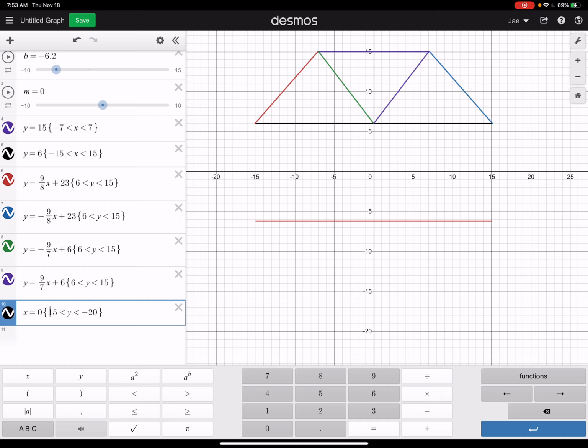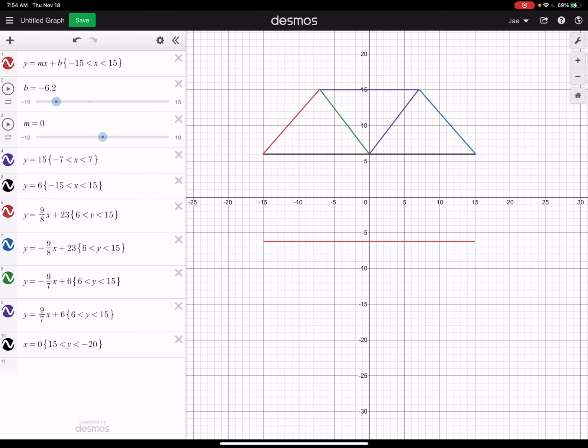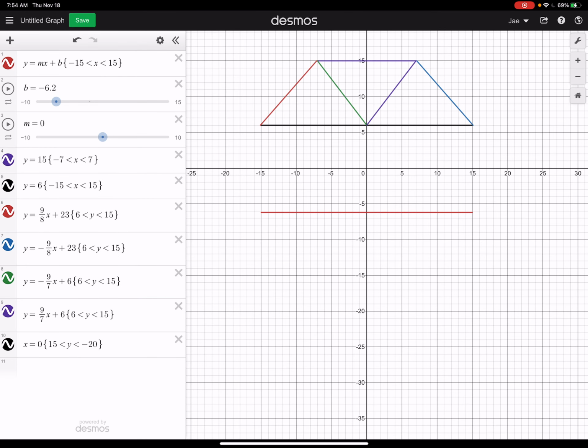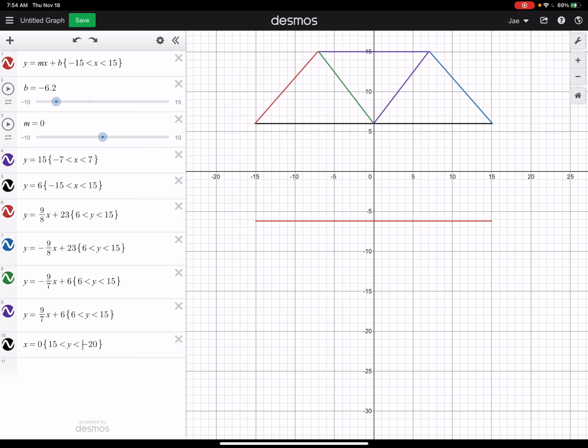And the reason why is because there's no number that's greater than 15 but less than negative 20. Think about it. Think about 16. 16 is greater than 15, but it's not less than negative 20. So the reason why it's not showing anything is because there's no instance where this statement is true. And so that's why it's not working. So let's go ahead and switch that over like so. And then now we have this nice line here.